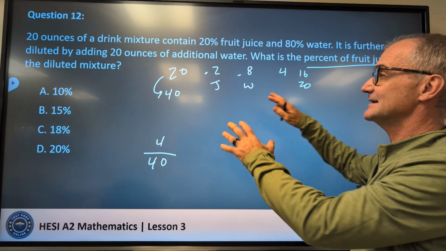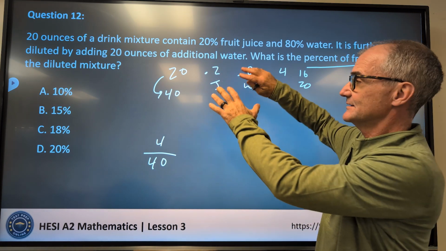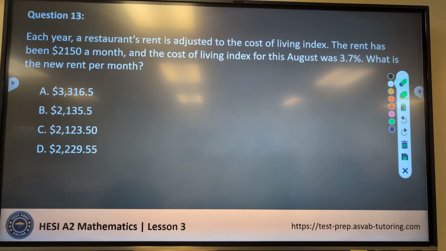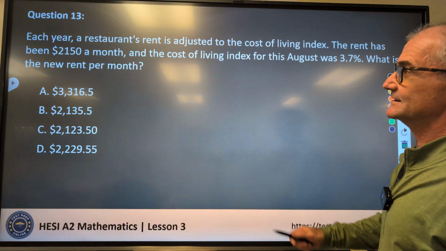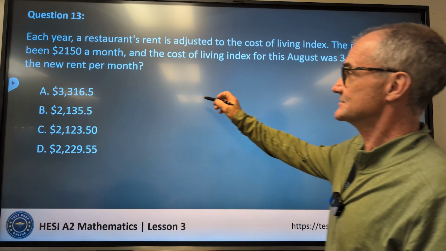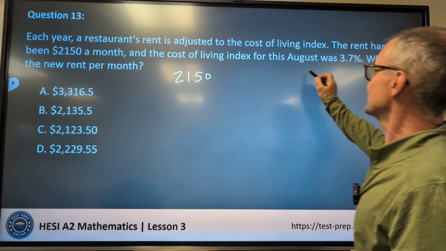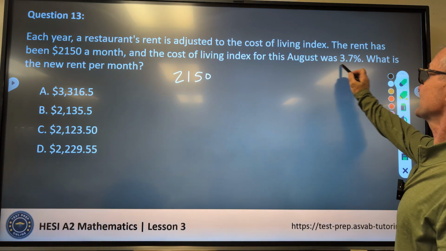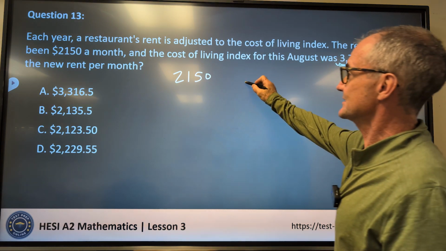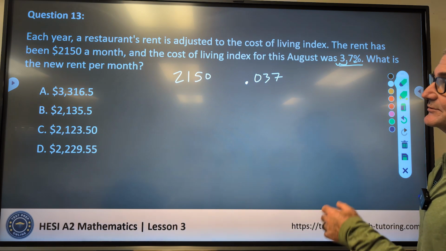As you start to write it out, read the problem, decode the paragraph, and start to put it into a set of numbers, it's starting easier and easier to figure out. Problem number 13. Each year a restaurant's rent is adjusted to the cost of living index. We're starting at $21.50, and then the rent is going up by 3.7%. Again, it's like an arrow shooting it over two places. So it's going up 0.037. What is the new rent per month?